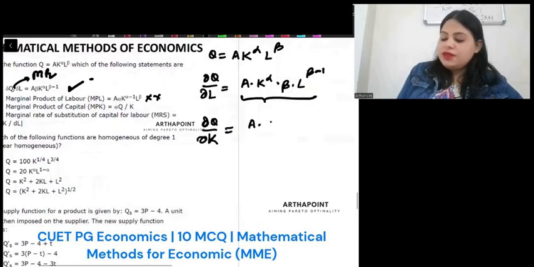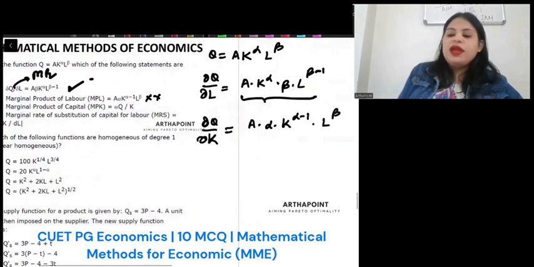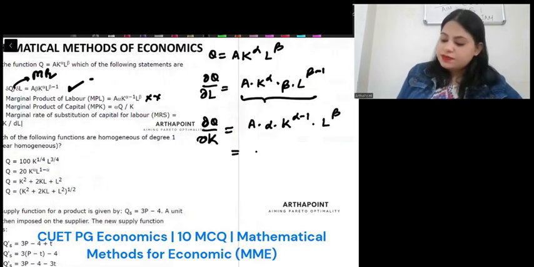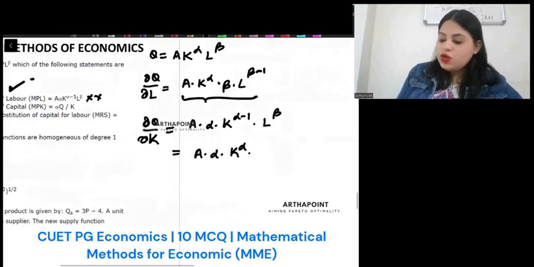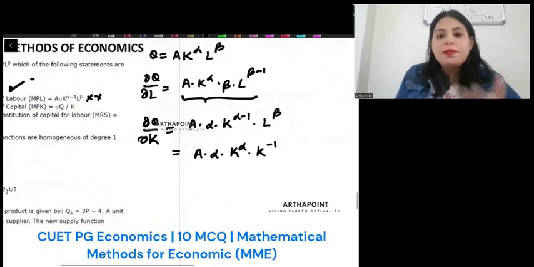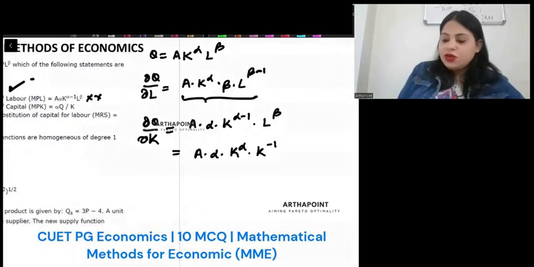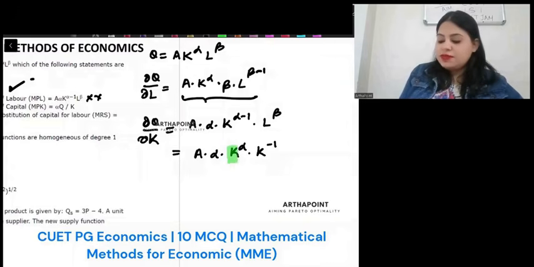What will you get? A alpha, K to the power alpha minus 1, L to the power beta. Beta, pay attention, I'm doing this as K to the power alpha into K to the power minus 1. When the base is the same, the powers get added. So the base is K only, and I can add the powers. Right? So this is what we get.